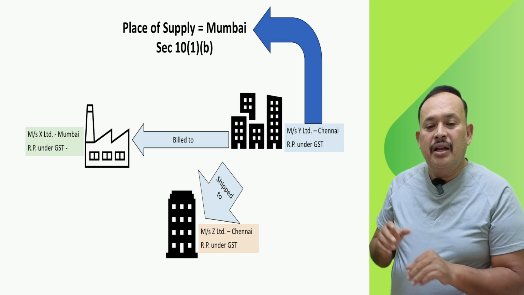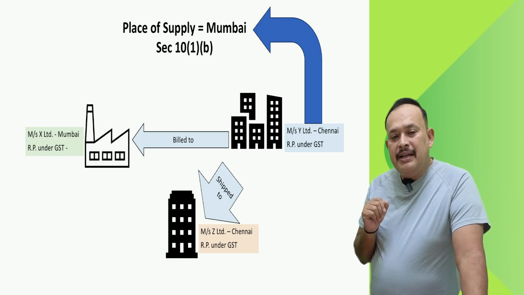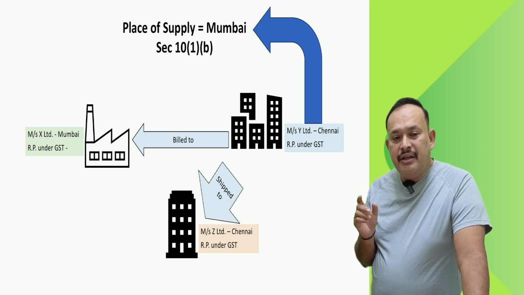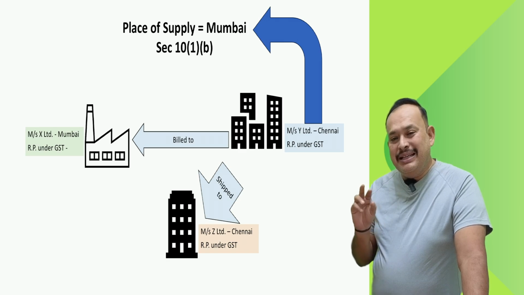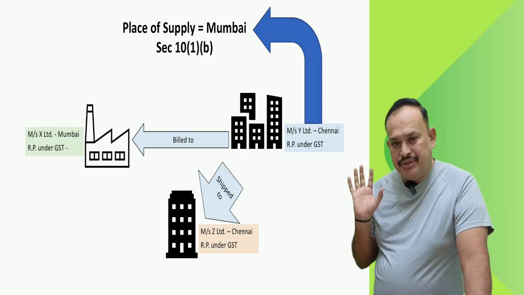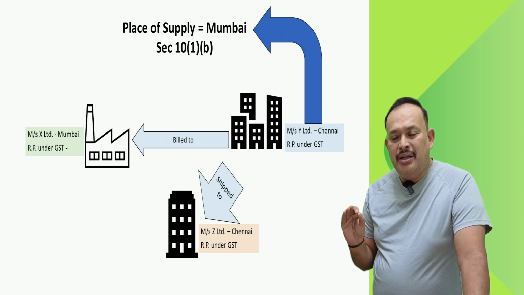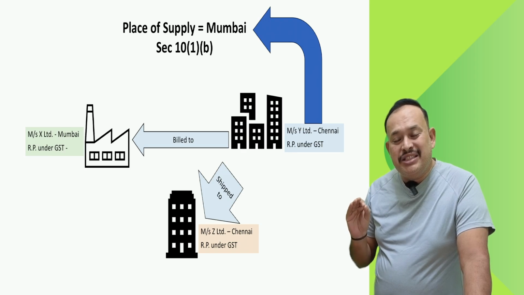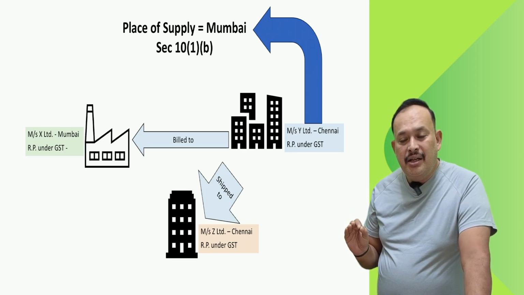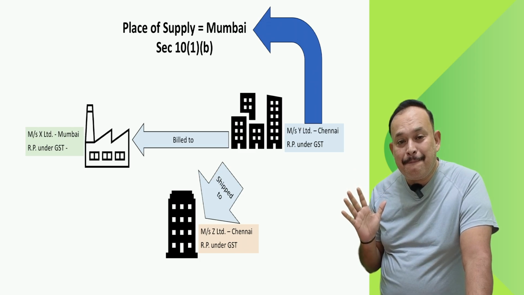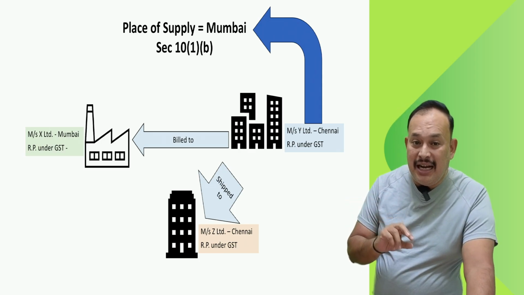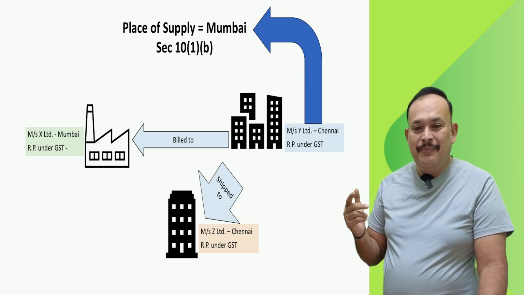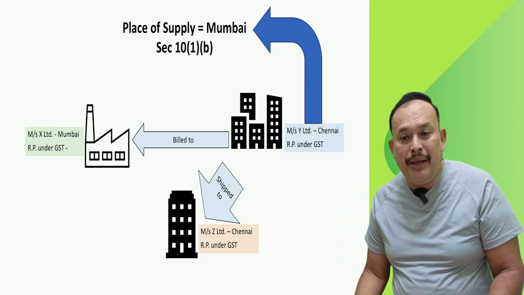Yes, sir. Now tell me, a transaction between X Limited Mumbai and Z Limited Chennai. Does the supply involve movement of the goods? Yes. For X Limited Mumbai, when he is going to bill Z Limited of Chennai, what is the place of supply for X Limited? Tell me, as per section 10(1)(a) or 10(1)(b)?